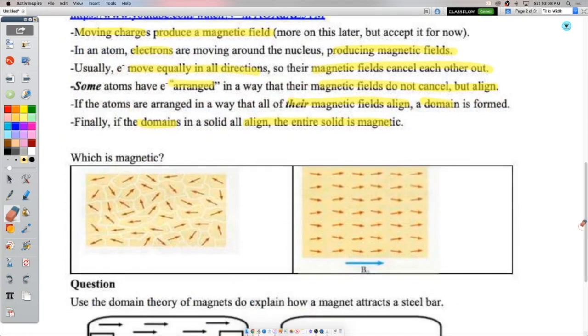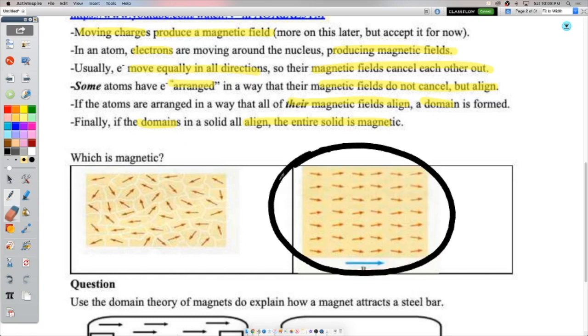Okay, so based on what we know about domain theory, looking at these two, which is magnetic? Well, domain theory says that if all of them are aligned, all their magnetic fields can become aligned, right? And so looking at those two options, definitely this one is magnetic. It is a permanent magnet as opposed to an electromagnet, which we'll talk about later. So this is something that would be permanently magnetic, such as iron or cobalt or one of the minerals, okay?